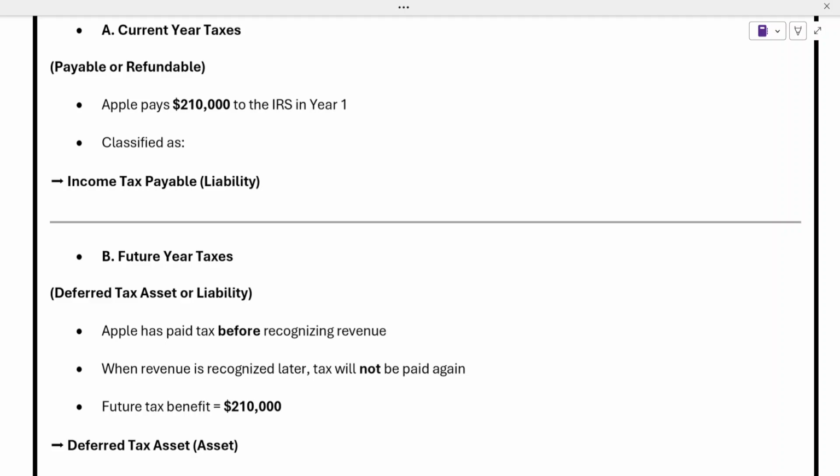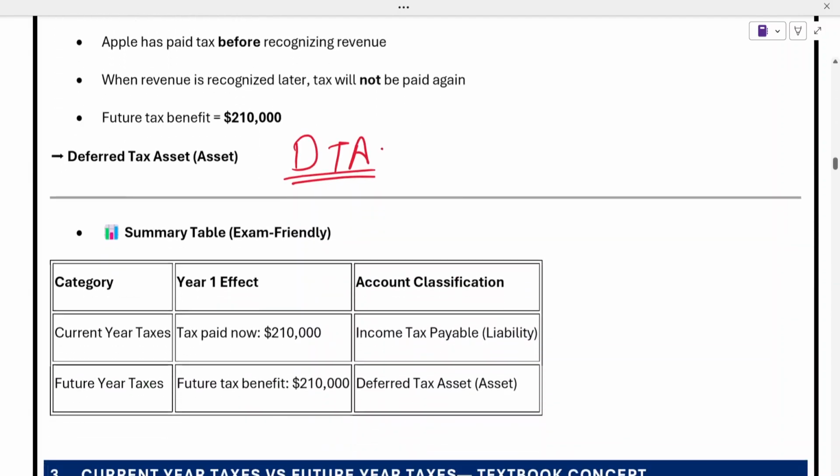So you will say, because the company will get the benefit of these taxes which have been paid, their benefit will be received in future. Due to that benefit to be received in future, we call this a deferred tax asset, or a DTA, because we will get the benefit of this in future. So this is simple, we call that a DTA.